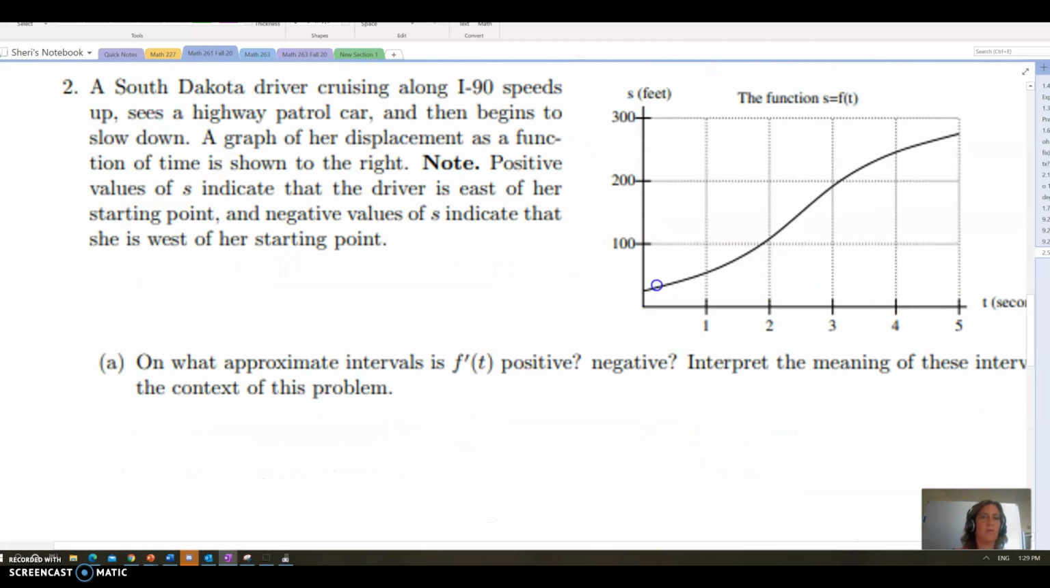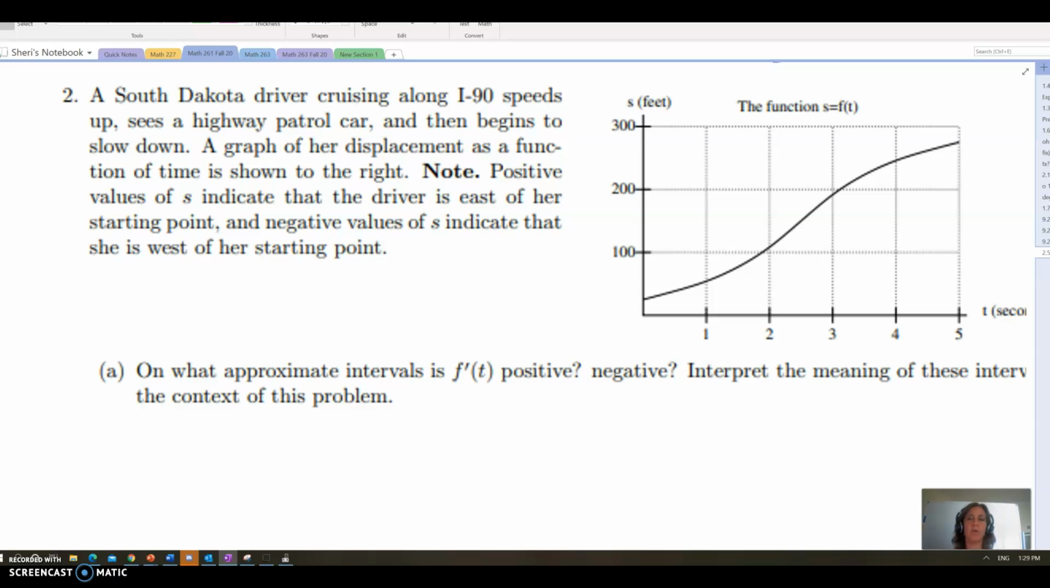So if we apply this to an actual problem, let's say we put some context here. Let's say our graph is talking about speed. Here we have time versus feet, so that the rate of change would be velocity, feet per second. So the question is, when is this derivative going to be positive? In other words, when is there a positive velocity?